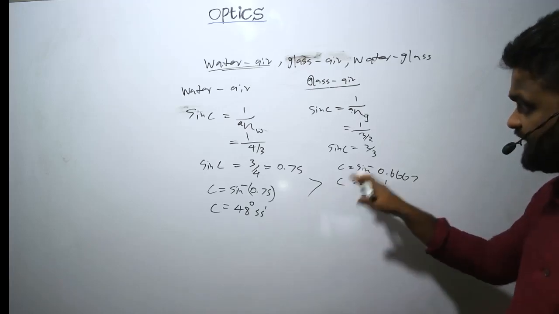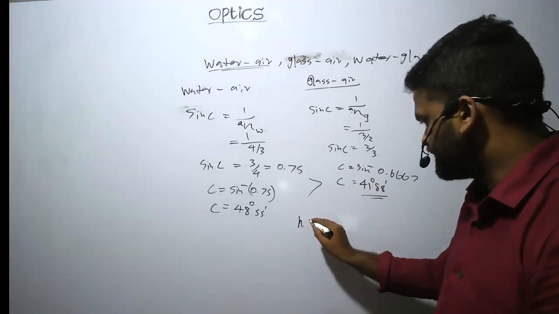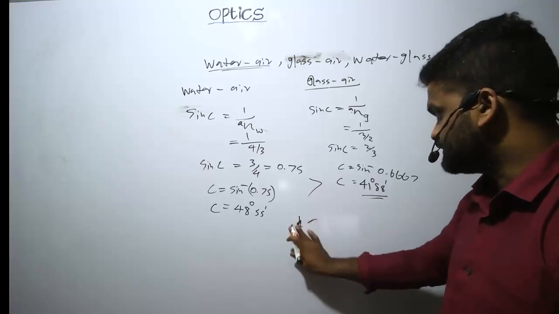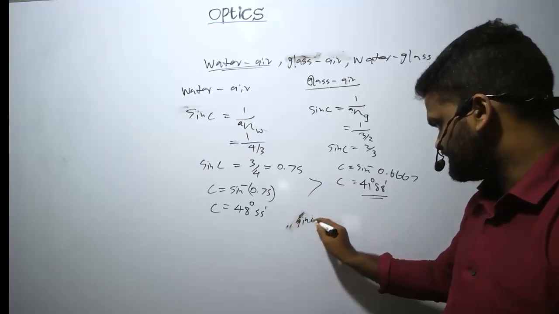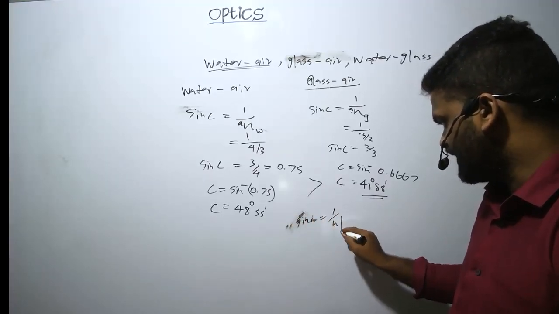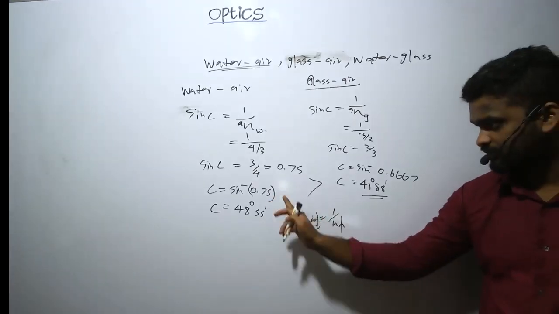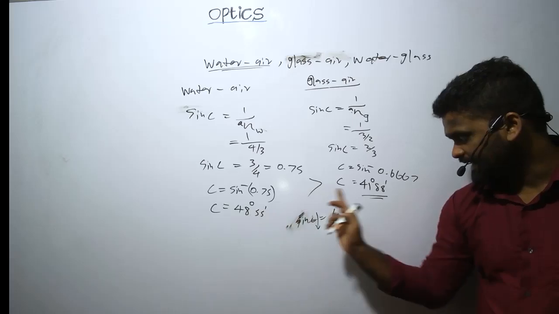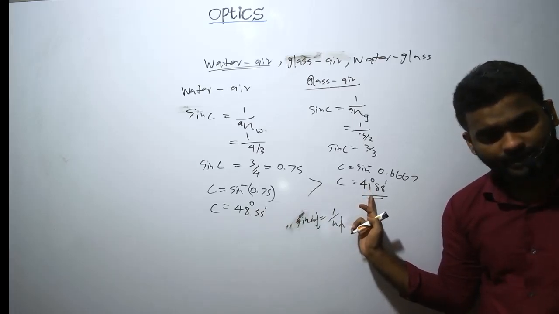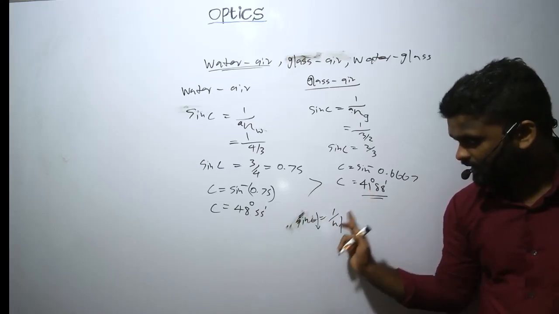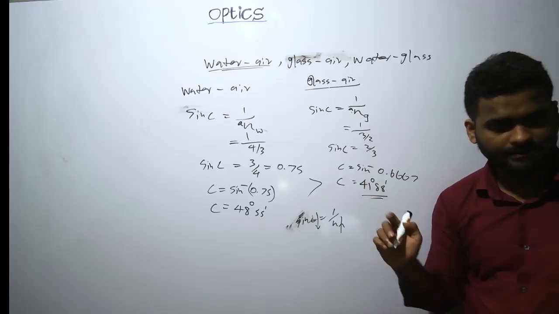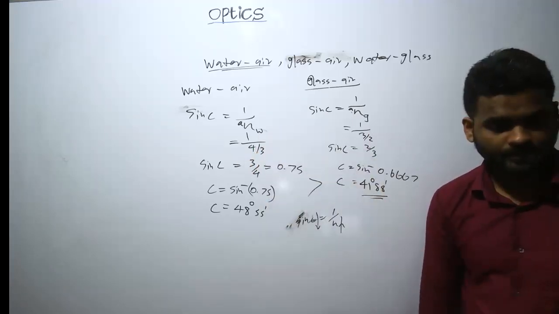Because for glass, n is higher, right? You know that because sine c is 1 over n. If n is higher, c should be less. That's why, right? You have to compare that. Critical angle is less for glass because why? Absolute refractive index is higher for glass compared to water. Okay?